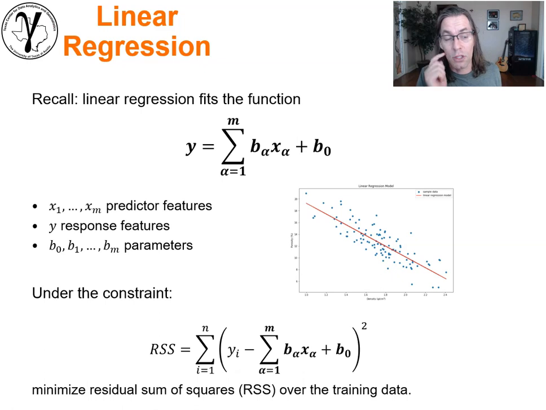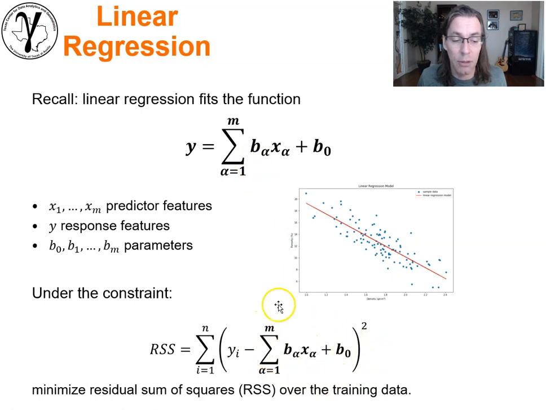So let's go back and just recap linear regression. Remember, our linear regression model was quite simple. We will take a linear combination of our predictor features, X alphas, going from 1 through M predictor features. The parameters we're working with are the B alphas, 1 through M, plus an intercept term. And we're going to predict our response feature. Now, we're going to do this under the constraint of an L2 normalization. In other words, we're going to look at the sum of the squares of the error at all the training data locations, training data i, 1 through N training data. And this is the model right here.